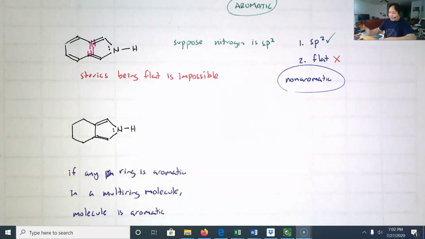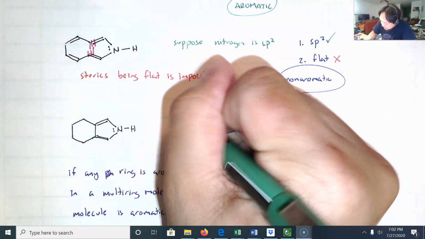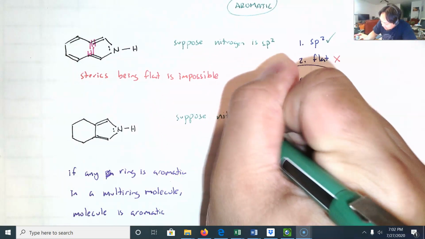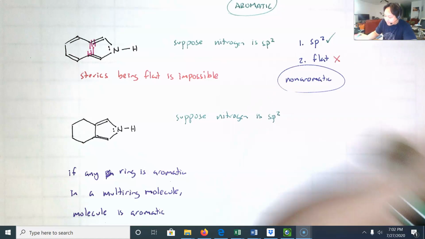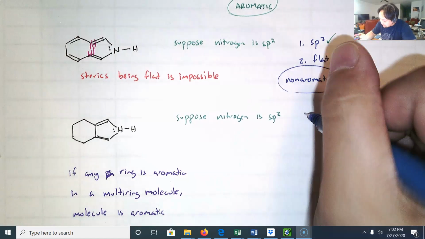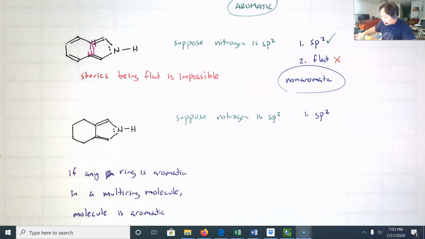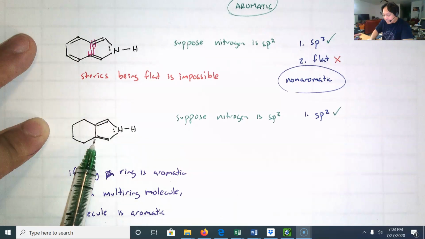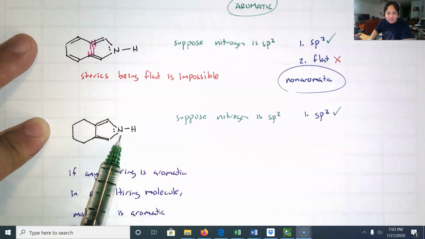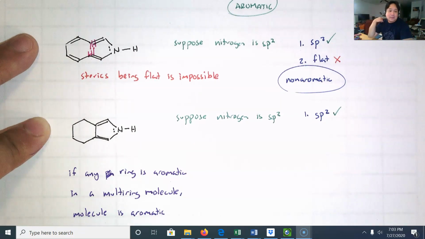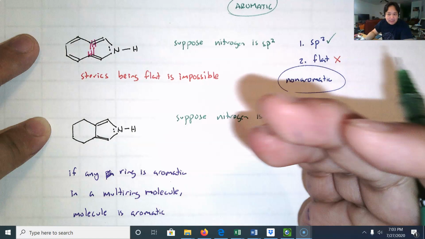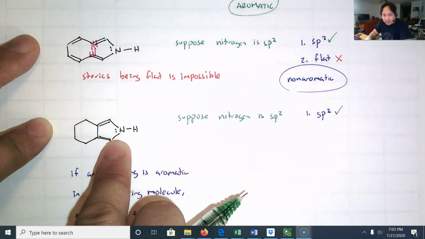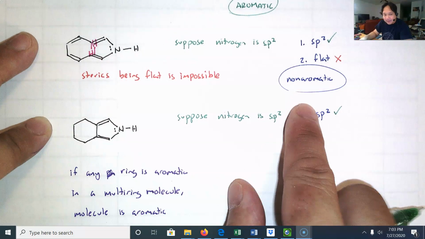Now let us do our supposing. Suppose this nitrogen is sp2. Let's go through our rules. Rule 1: sp2, check, because I'm only looking at this ring on the right. sp2, sp2, sp2, sp2, and we're supposing this nitrogen is sp2. Now, if it turns out that this molecule is anti-aromatic, then I would rather this nitrogen be sp3, so we go back to being non-aromatic.